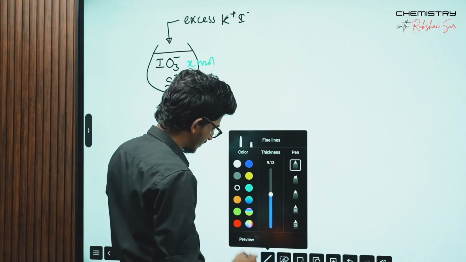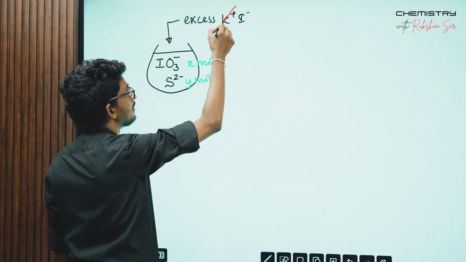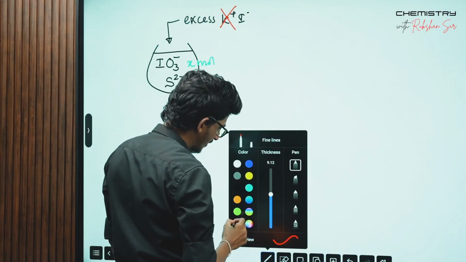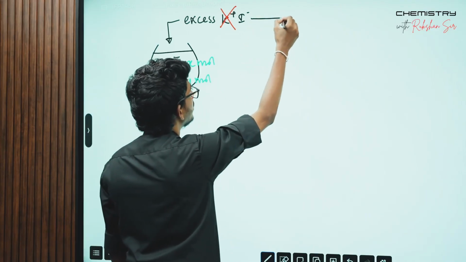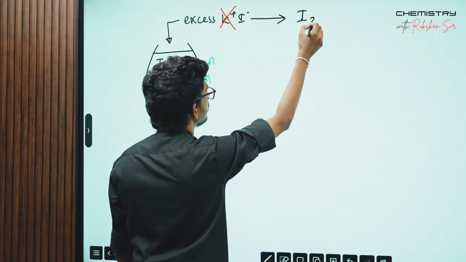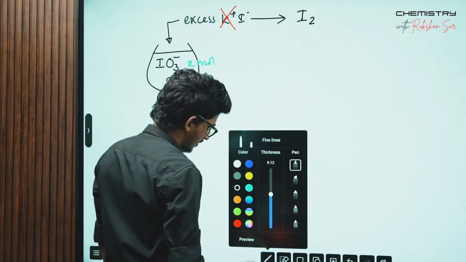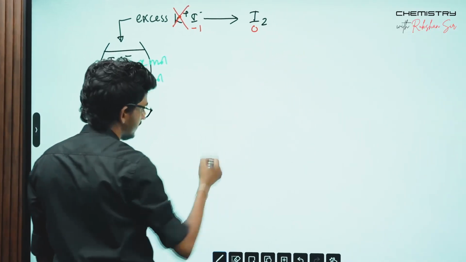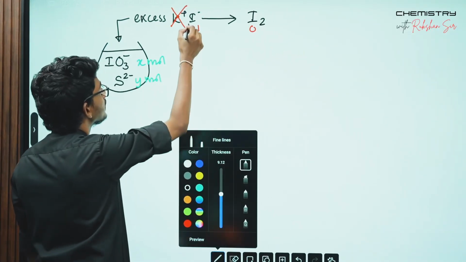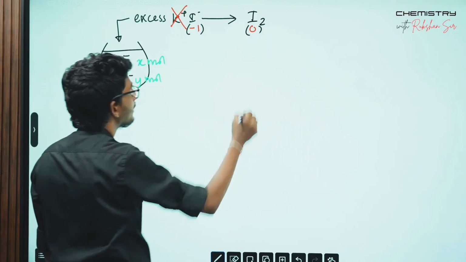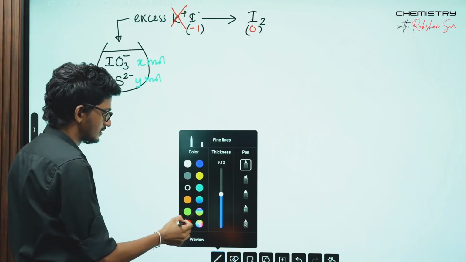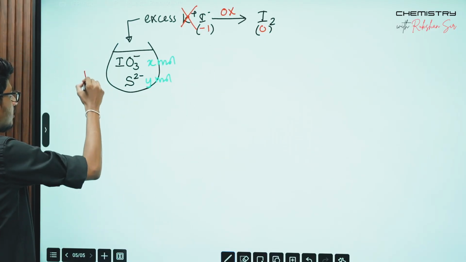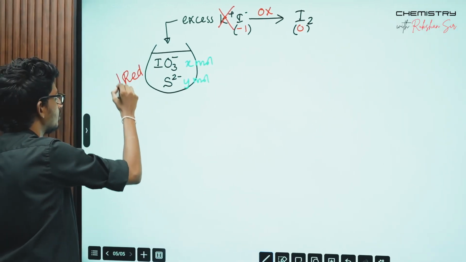So, as is, K plus is not going to participate in this reaction, and for the I minus, the only possibility there is for I minus to get oxidized to I2, right? So the oxidation state here is -1, here is 0. Okay, that is the oxidation. So we are looking for only the reduction at the flask.